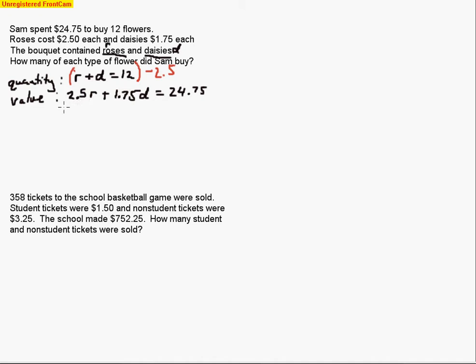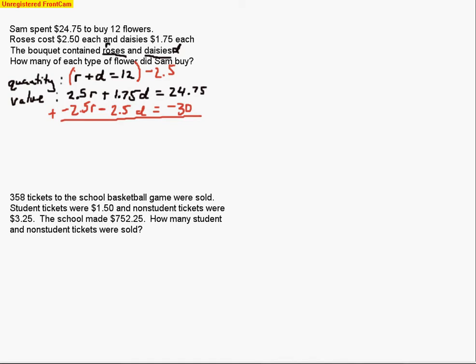So I've now got negative 2.5r and then minus 2.5d, and this all equals, when we double 12 we get 24. Half of 12 is 6, so 24 plus 6 makes 30. So this number is going to be negative 30. Now we need to add these numbers together, and we're going to end up canceling out some terms. We just do 2.5 minus 1.75 because they're opposite in sign.